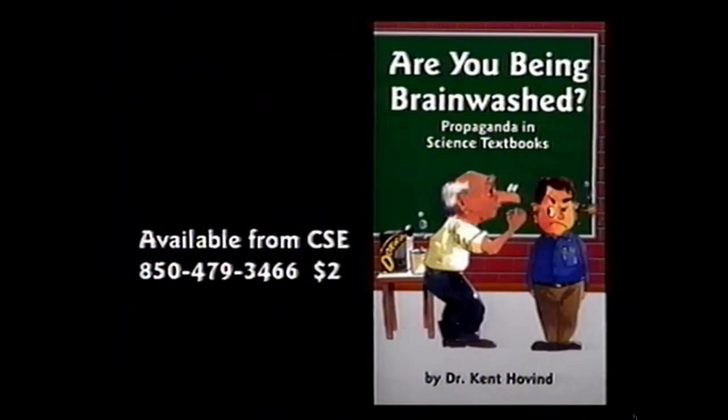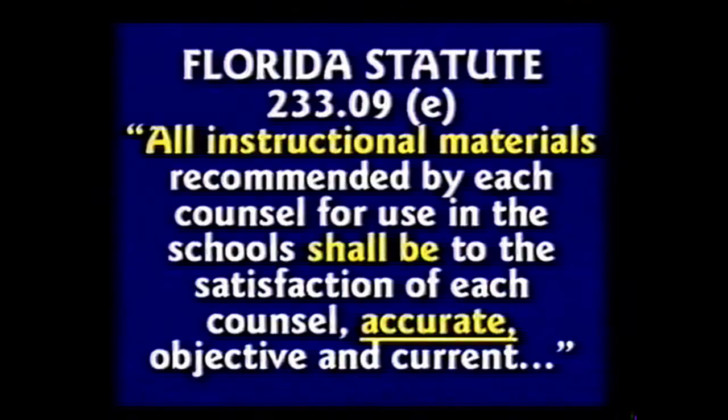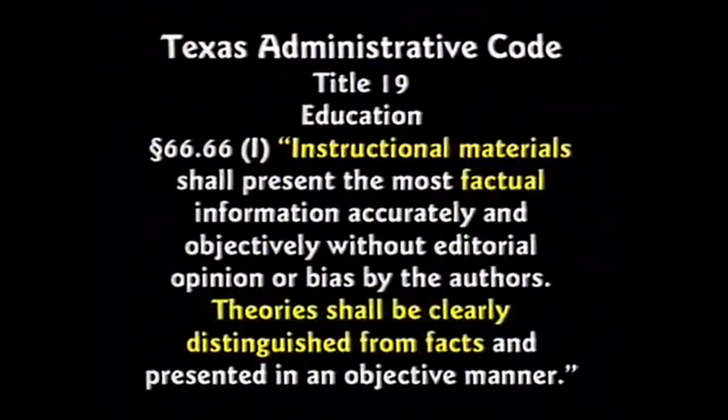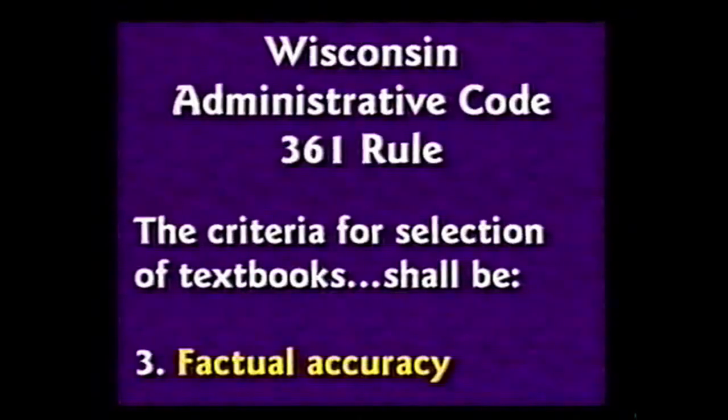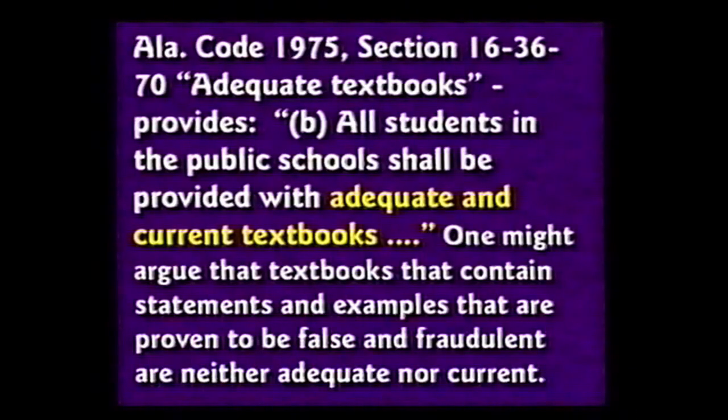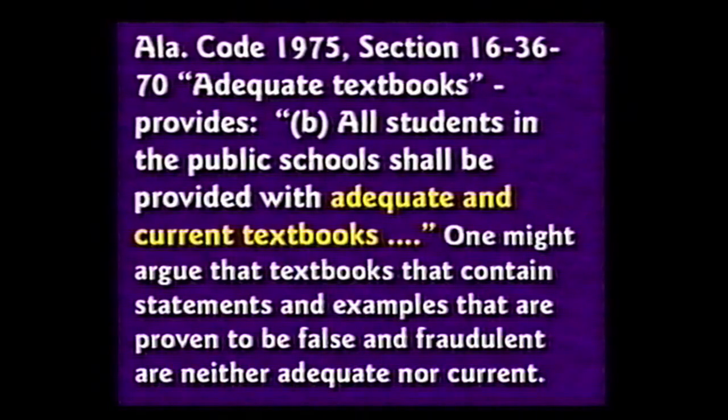Most states have laws requiring textbooks to be accurate. Florida has a law that says instructional material shall be accurate. And when you've got a textbook teaching the kids that the human embryo has gill slits, that's not accurate. That's 125 years out of date. Get that out of the book. Okay? Texas, almost every state that I've found the laws on this topic have laws requiring textbooks to be accurate. Wisconsin does, Alabama does. It says textbooks should be adequate and current. To show the horse evolution is not current. It's 50 years out of date.